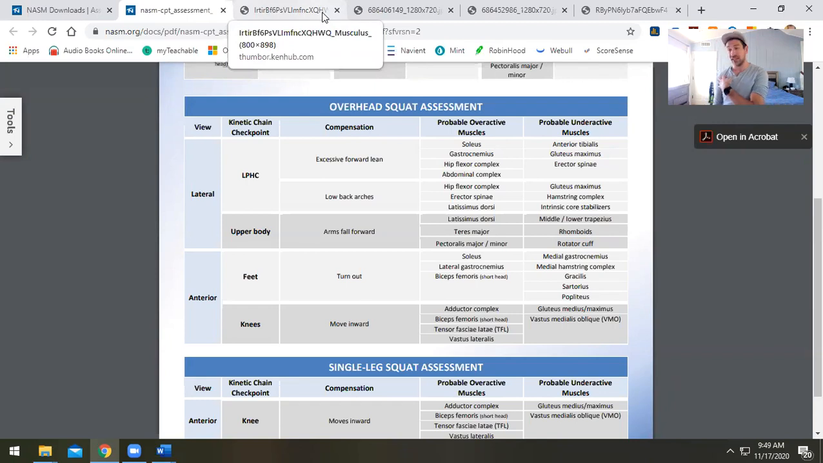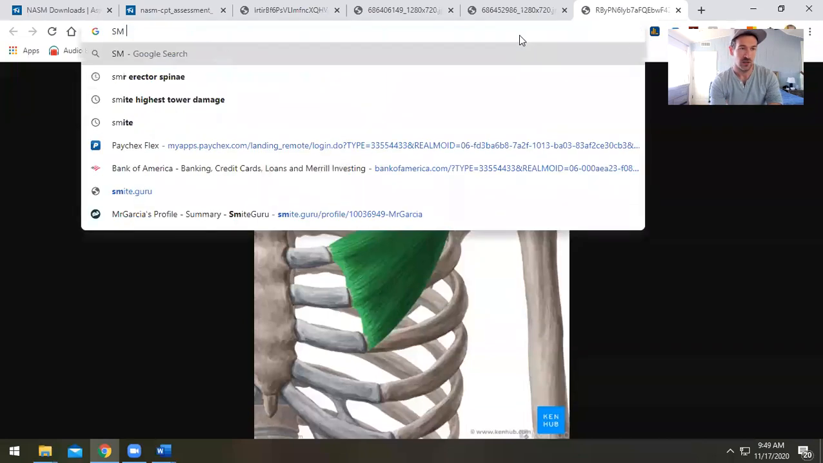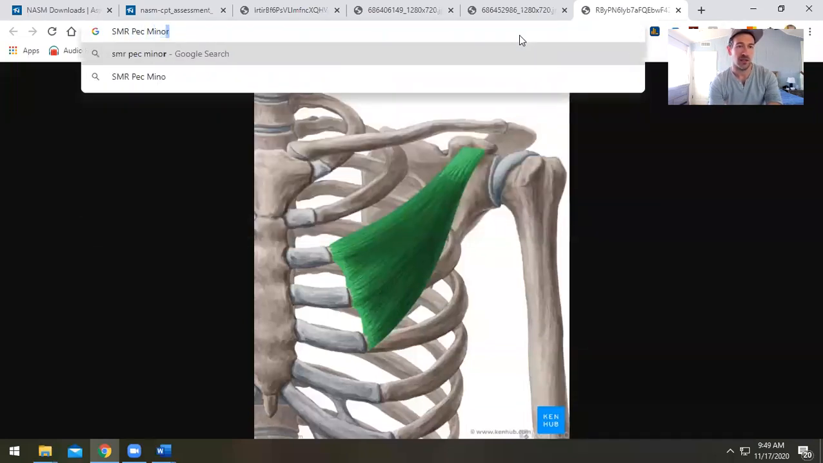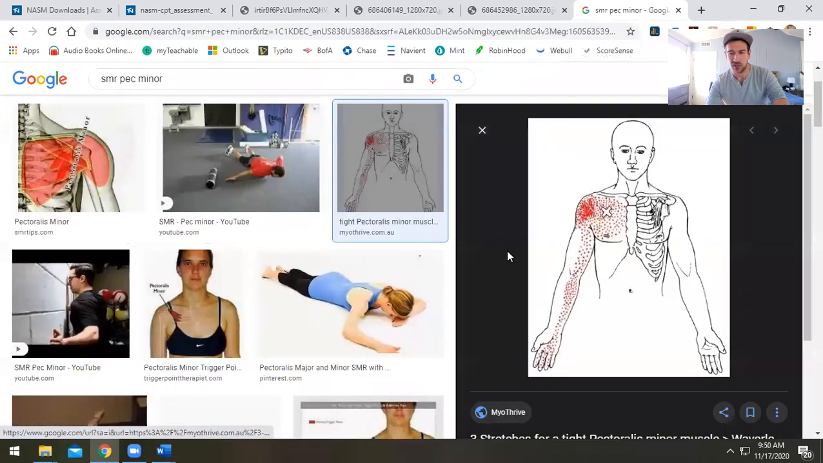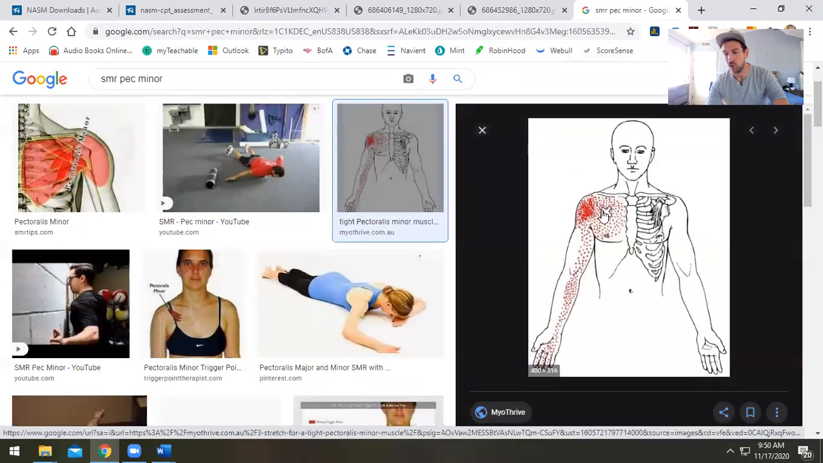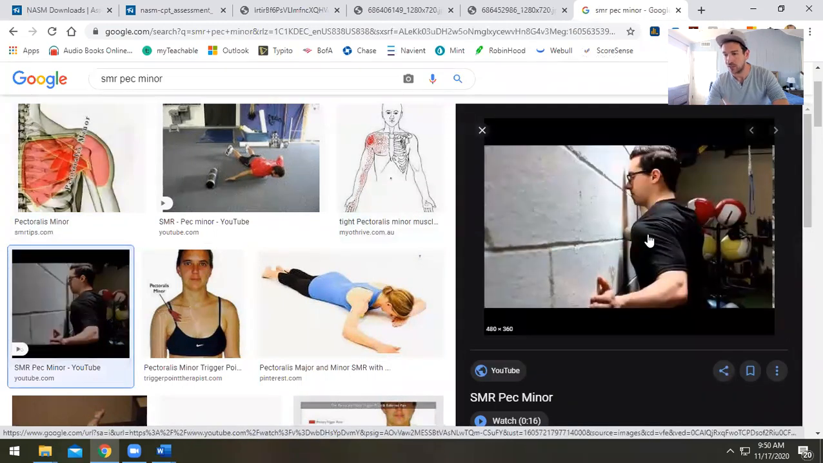In order to get that with a tennis ball, you actually need to use a wall. But what you'll do is you'll go pec minor. You'll use this little tiny lacrosse ball, and you'll put it right here on that coracoid process, right? There's ribs 3, 4, right? So you're going to place that tennis ball or that lacrosse ball right there, and you're just going to pin it straight to the wall.